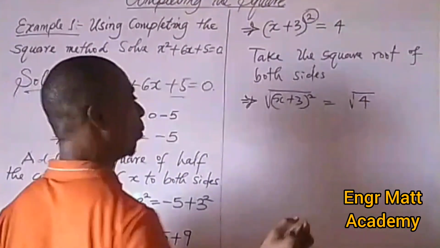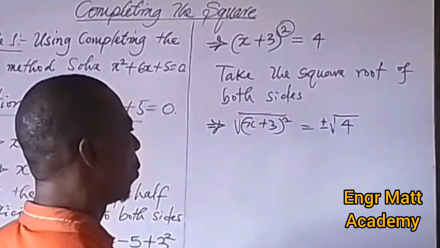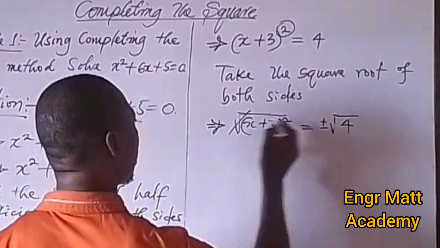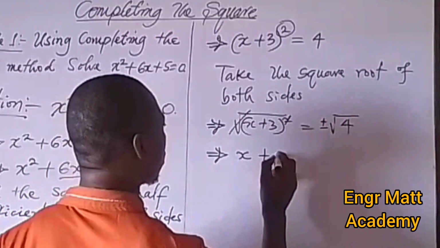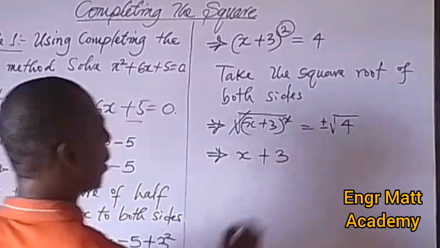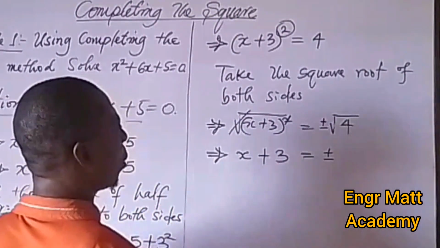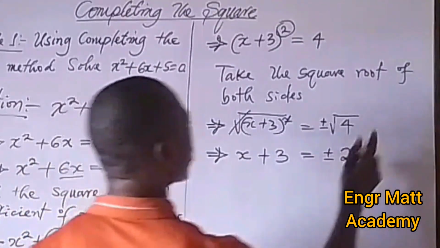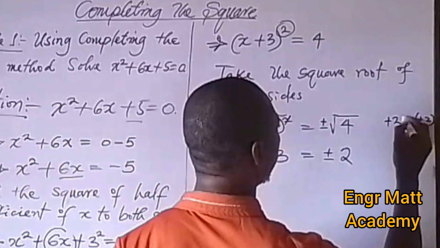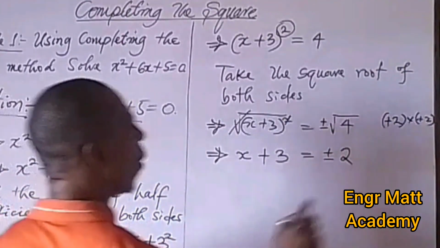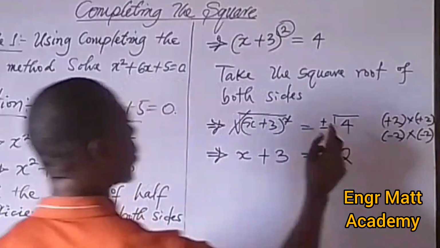Whenever we are taking the square root of a number, we normally add this sign, plus or minus. So the square root cancels out the square, leaving us with x plus 3 on the left hand side. This will be equal to plus or minus the square root of 4. What is the square root of 4? It is 2. This means plus 2 times plus 2 will give us 4, or minus 2 times minus 2 will give us 4.